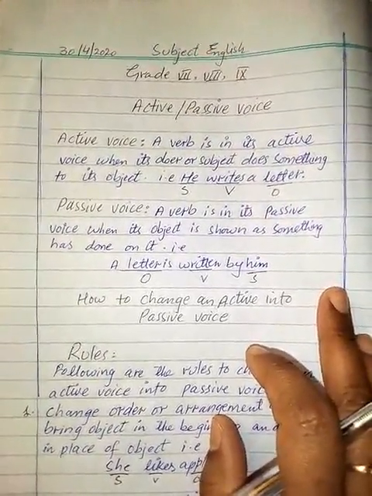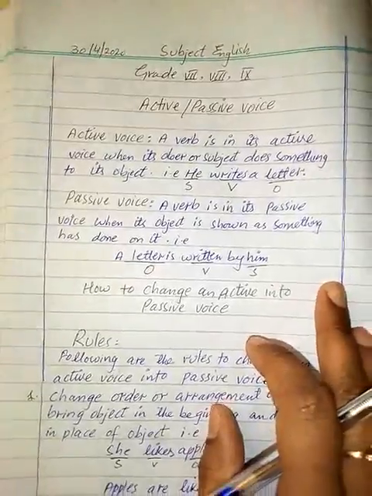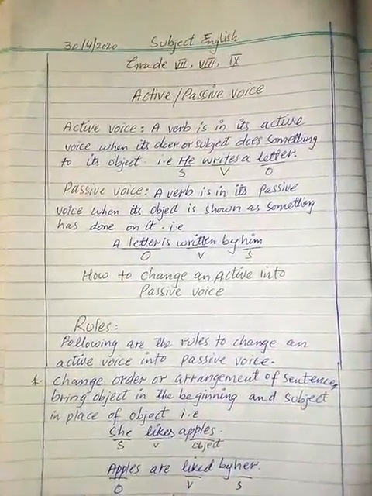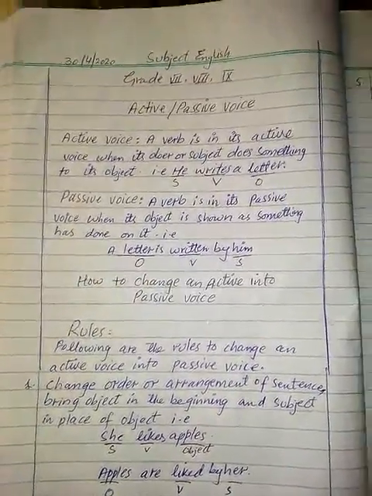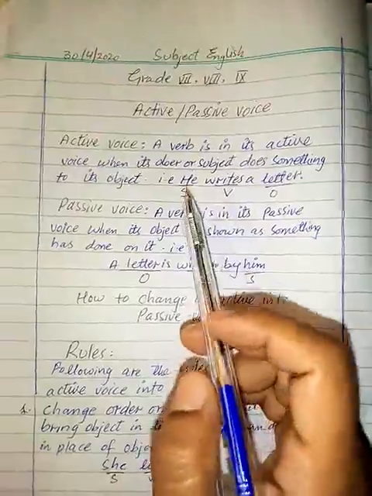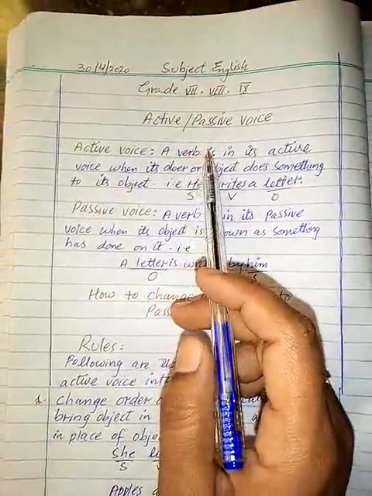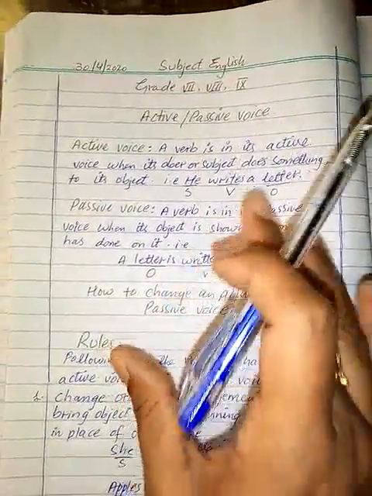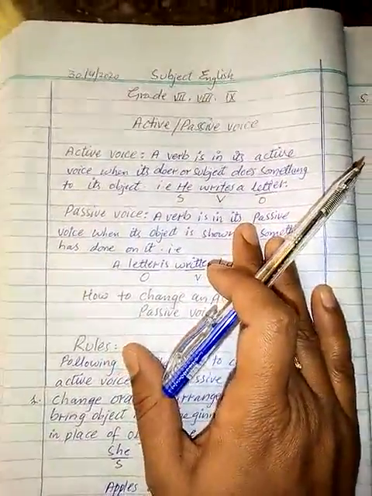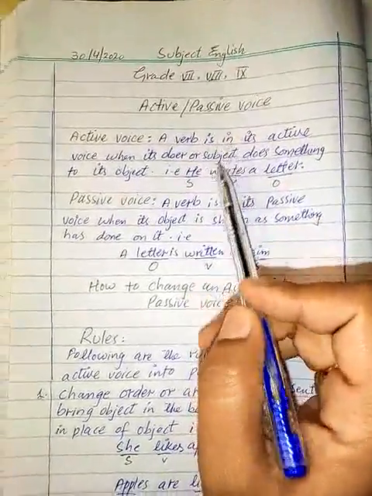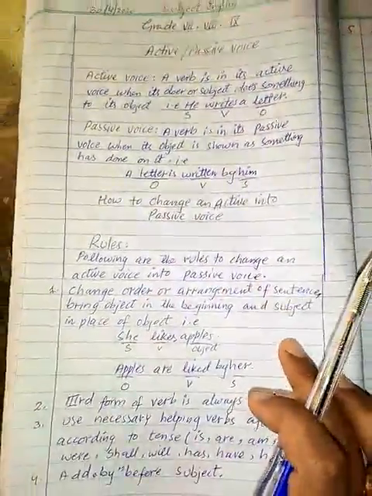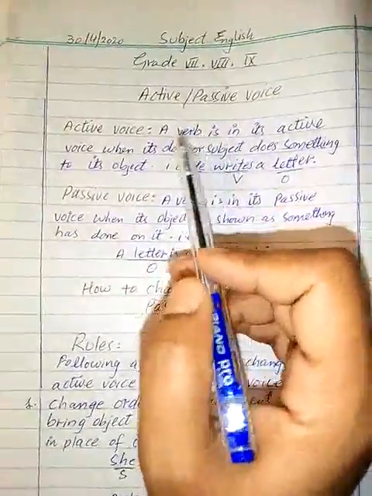Today's topic is active passive voice, which is included in Grade IX Federal Board course, and it is also included in Grade VII and VIII grammar course. Now, as we have done present indefinite, present continuous, present perfect continuous, now we'll do the active passive voice of the same tense. First of all, we will look at what is active voice, what is passive voice, and what are the rules to change active into passive voice.